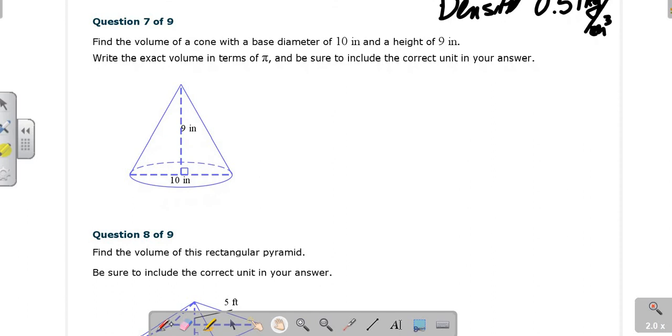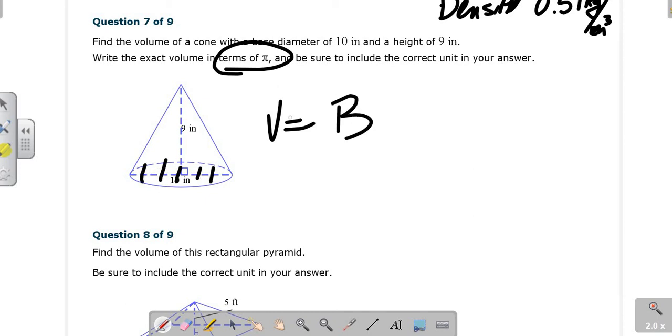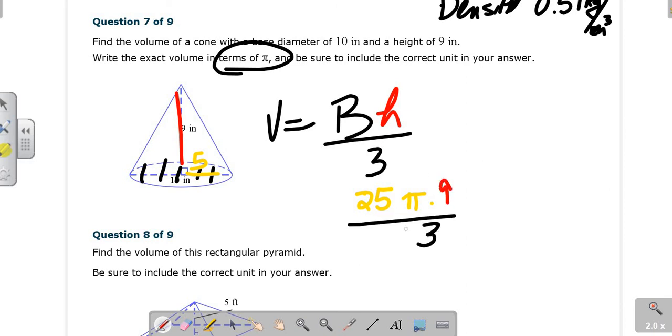Find the volume and in terms of pi. So volume equals base times height over 3. Our base here, our radius is 5, so that's going to be 25 pi times the height, which is 9, over 3. That means our volume is simply 75 pi inches cubed.